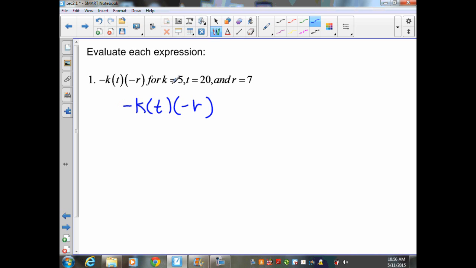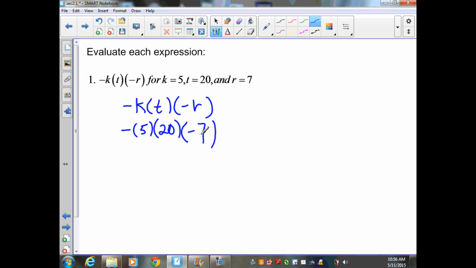For k, I bring down my negative. K is 5. I'm going to put that in parentheses, even though there aren't any, because I know I'm multiplying. Bring down these parentheses. T is 20. And then close the parentheses. Bring down my parentheses. Bring down my negative. R is 7. Then close it.